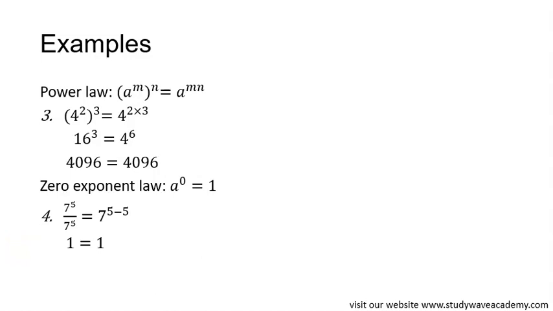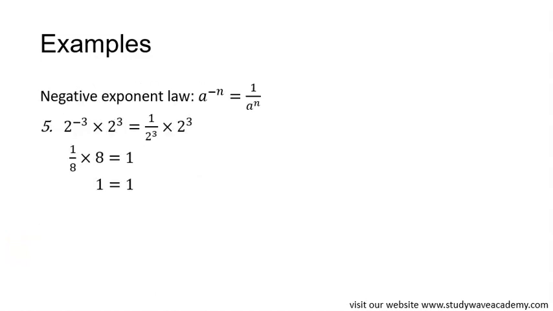Good. So the last law we're going to be looking at is the negative exponent law. The negative exponent law is a raised to the power minus n is equal to 1 over a raised to the power n. So this is the negative exponent law. Let's apply it. So here we have 2 raised to the power minus 3 times 2 raised to the power 3 is equal to, now we're applying this law, as you can see, 1 over 2 raised to the power 3 times 2 raised to the power 3. You can see we have applied the law, right?